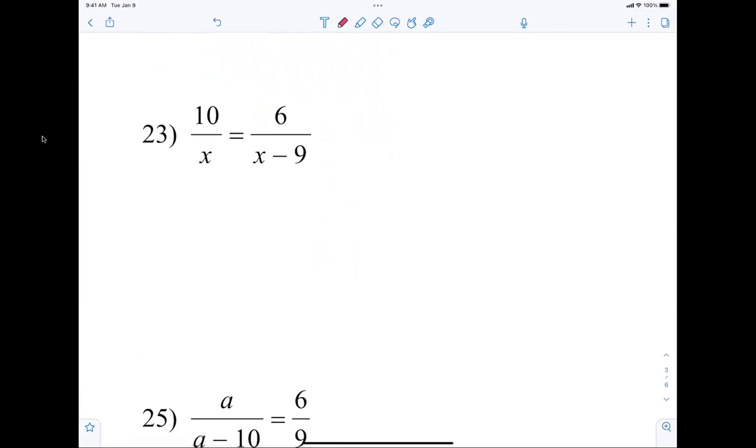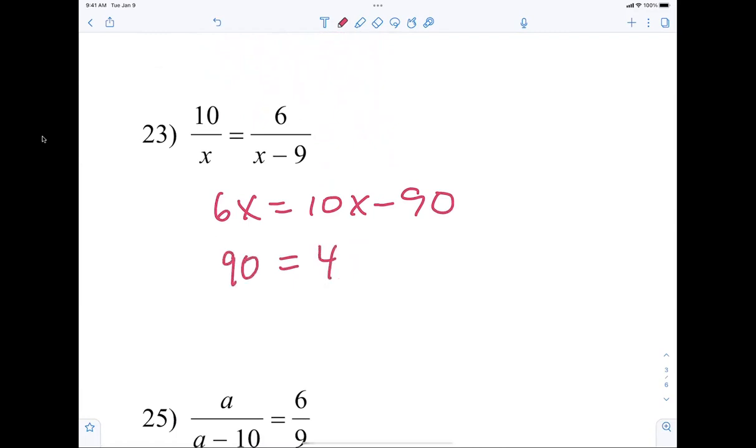So when I cross multiply, I get what? 6,000. Beautiful. Moving things around. Everybody's agreeing? Now, don't do 90 divided by 4. Just tell me it's what? 45 over 2. 90 over 4 is the same as 45 over 2.